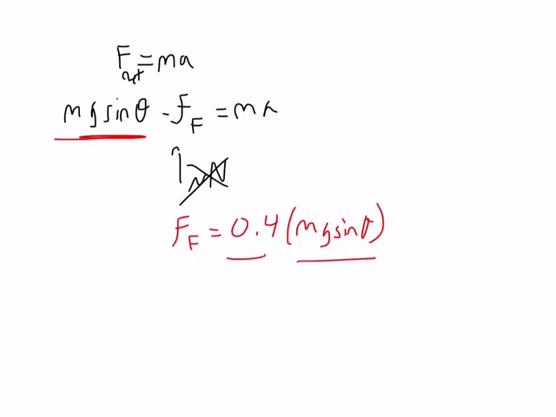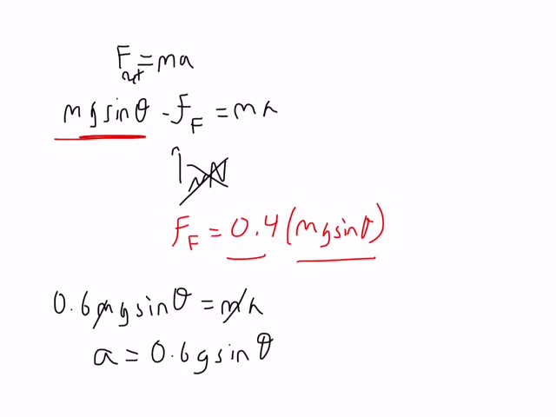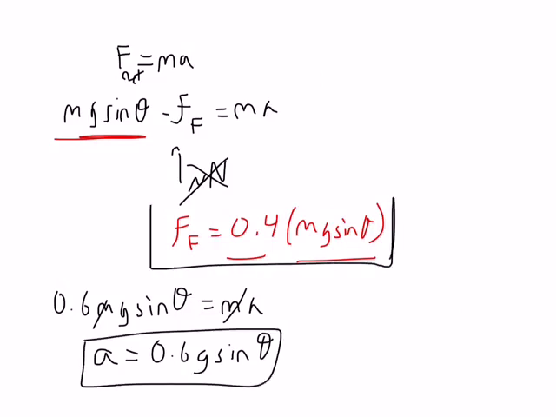So mg sine theta minus 0.4 mg sine theta is 0.6 mg sine theta, and that still equals ma. Now we can cancel the masses, and a equals 0.6 g sine theta. Right? And so the trick in this one is really recognizing what that means. If you've drawn a good free body diagram, it's easy to find what force is opposite that of friction, and then translating that into math. But that's, I think, the challenge of that problem.